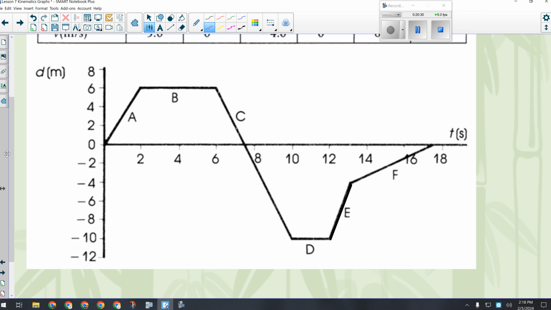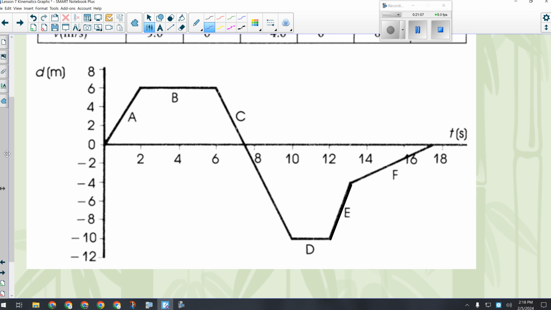What's it doing in D? It's not moving. Not moving. Okay. E and F are both moving forwards. Which one's faster, E or F? E. How do you know? Because it takes less time to go a long distance. Yeah, it's steeper, right? It takes less time to go a longer distance. It's steeper. And we know slope represents velocity on this graph. The steeper the line, the faster the object is going. Okay? These are the kind of interpretation things you could be asked.